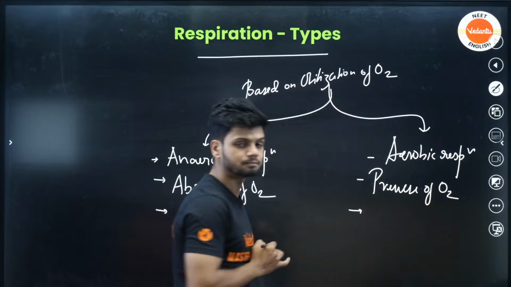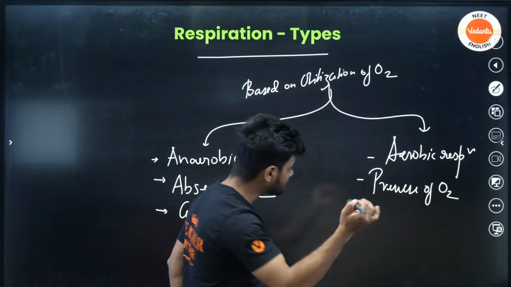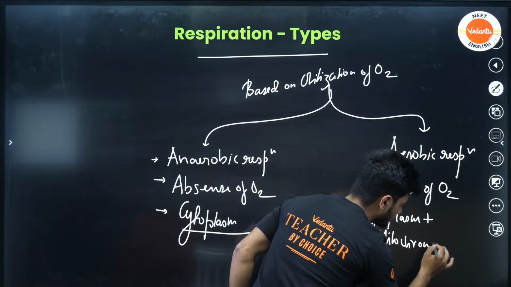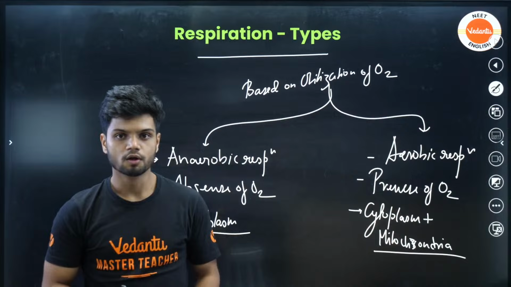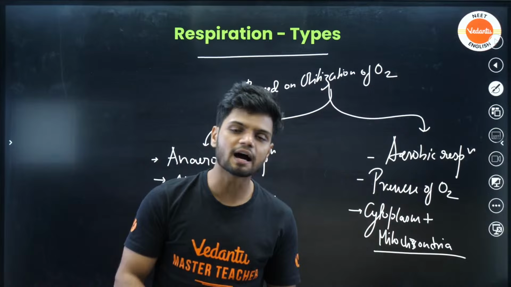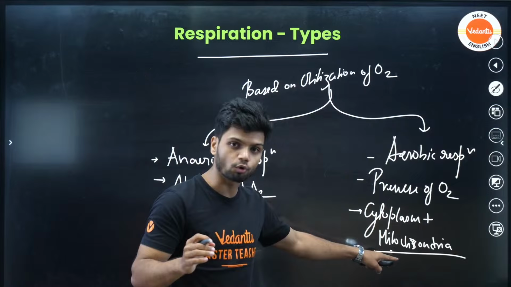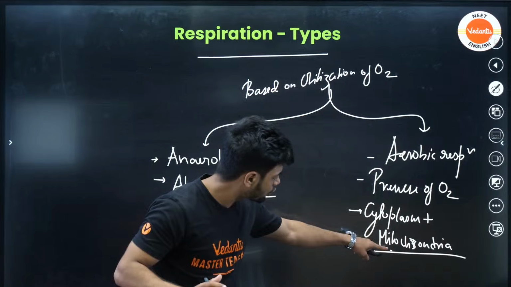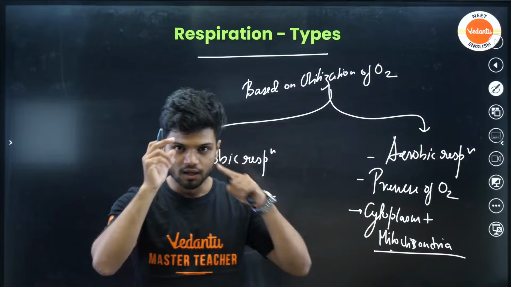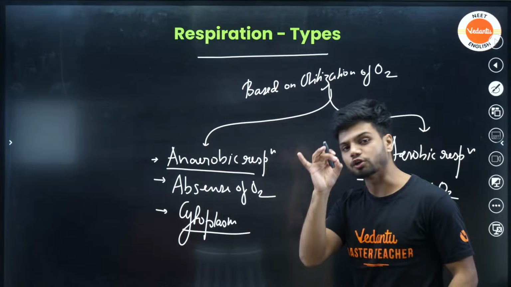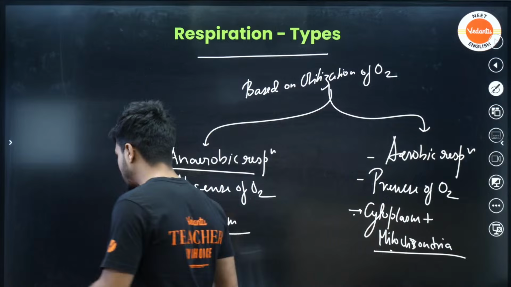Now, one more point here. In the case of aerobic respiration, it takes place in both the cytoplasm plus the mitochondria. Because students, remember, in aerobic respiration we have the link reaction, also called oxidative decarboxylation. We also have the Krebs cycle, which takes place in the mitochondria. We also have the electron transport chain, which also happens in your mitochondria. So students, fix this point in your brain. Aerobic respiration happens in both the cytoplasm as well as the mitochondria, but anaerobic respiration only and only happens in the cytoplasm. Is that point clear, everyone?